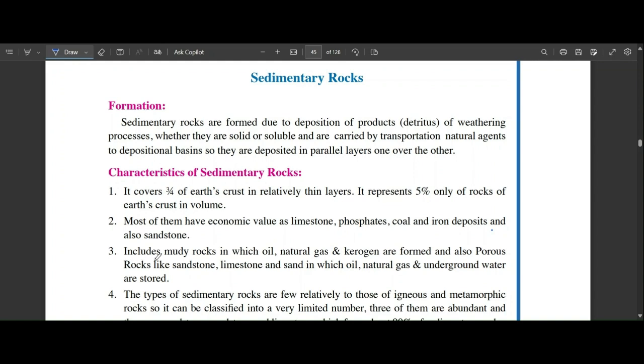Three, includes muddy rocks in which oil, natural gas, and kerosene are formed, and also porous rocks like sandstone, limestone, and sand in which oil, natural gas, and underground water are stored.